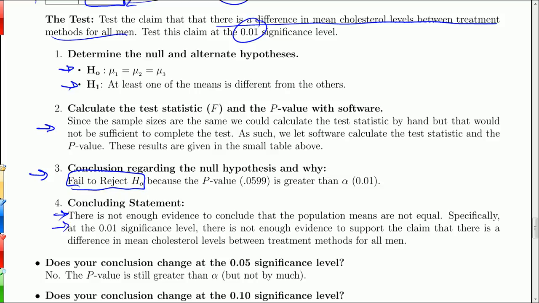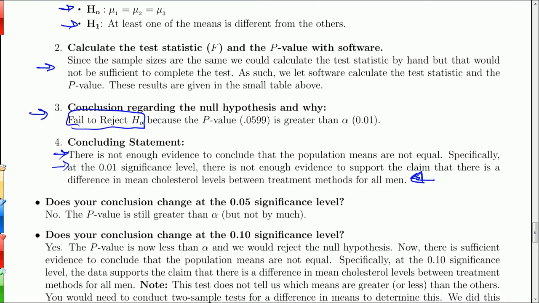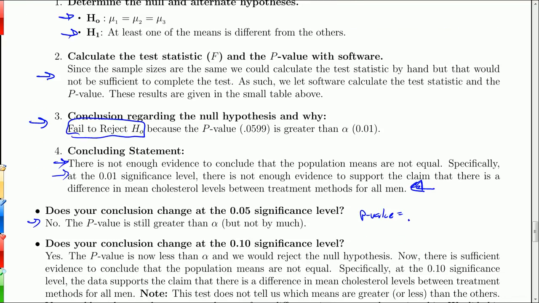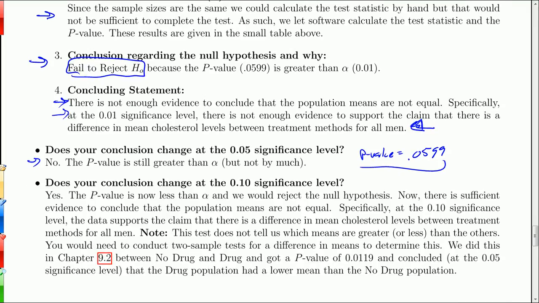Specifically, at the 0.01 significance level, there is not enough evidence to support the claim that there is a difference in mean cholesterol levels between the treatment methods for all men. Right? So that brings it back down to our specific problem of this cholesterol medication. Okay, does your conclusion change at the 0.05 significance level? Well, look, the p-value was equal to 0.0599. So the p-value is actually still bigger than the significance level, but not by much. So nothing does change.